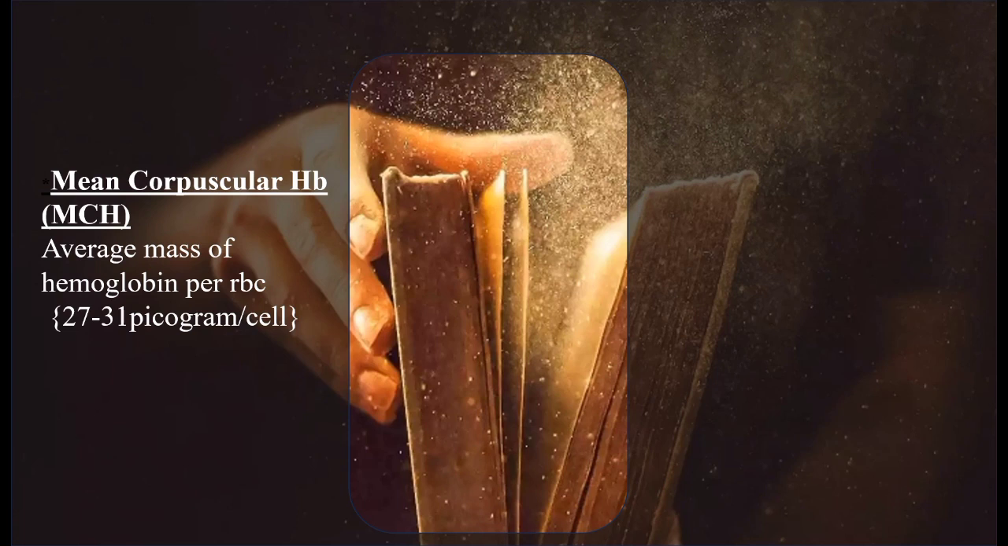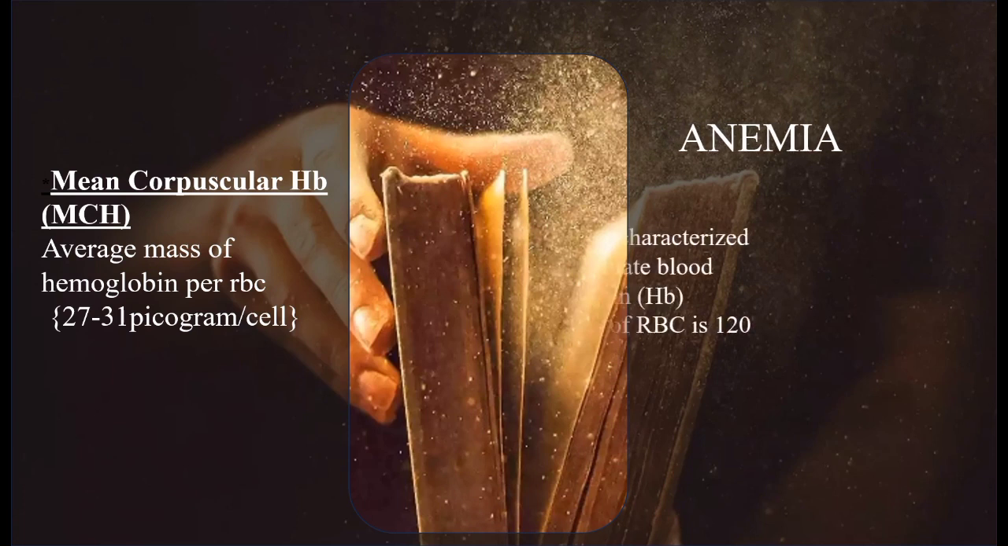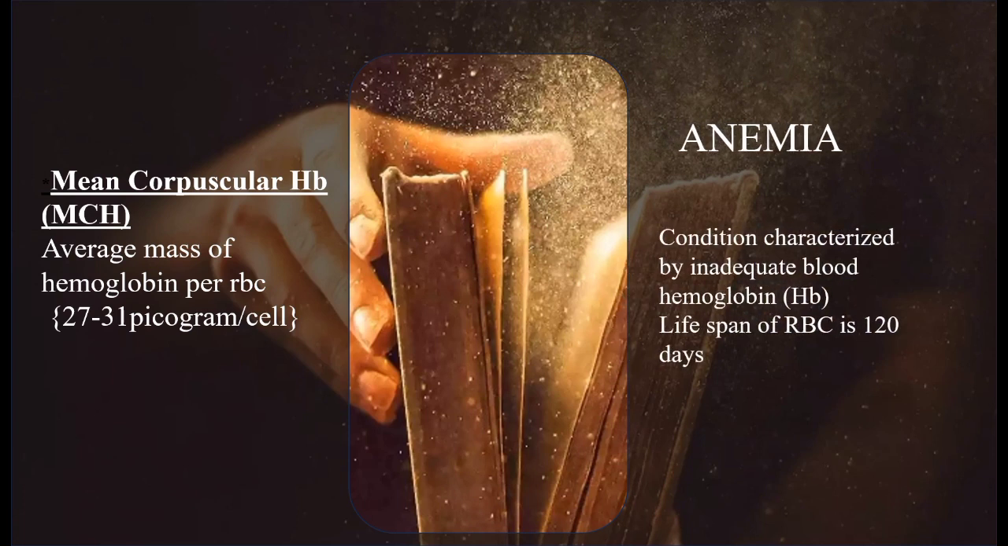Let's talk about low red blood cell count, or what we call anemia. Anemia is just a condition characterized by inadequate blood hemoglobin. Usually the lifespan of a red blood cell is 120 days, but in certain situations the lifespan of the red blood cell could be shortened either by hemolysis or an acute loss, and some other genetic variations, as we're going to see in the future or as the video runs.